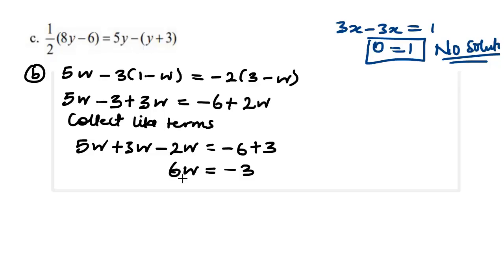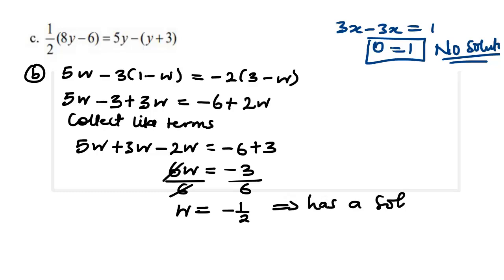minus 3. So we divide both sides by the coefficient of w, which is 6, to get w. Divided by 6, divided by 6, 6 cancels 6. So w will be minus 3 divided by 6, and that will give us minus 1 over 2. So this one has a solution. It has one solution, which is minus 1 over 2. What does that imply? If we substitute minus 1 over 2 in this original equation, this left hand side will be equal to this right hand side value.